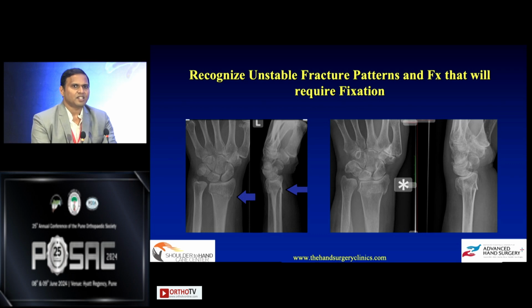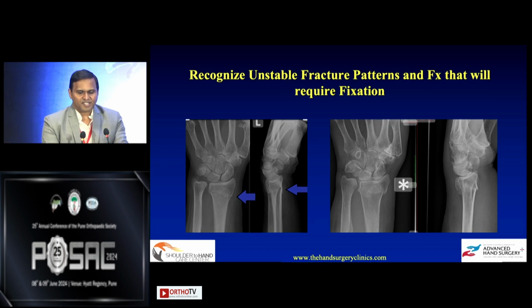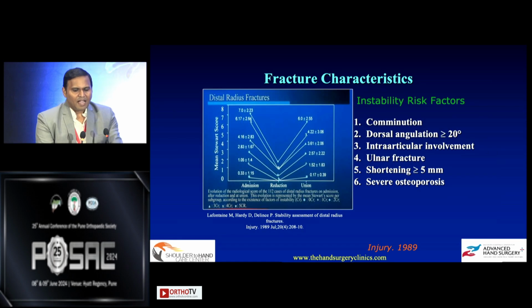Whenever a patient with a distal radius fracture comes, it's of utmost importance to understand the unstable fracture patterns and fractures that require fixation. Lafontaine and colleagues came up with a paper in which they describe the instability risk factors. They came up with 6 such factors: comminution, dorsal angulation of 20 degrees or more, intra-articular involvement, ulnar fractures, ulnar-radial shortening of 5 mm or more, or severe osteoporosis. If 3 or more factors are present, then the fracture is amenable to operative intervention.